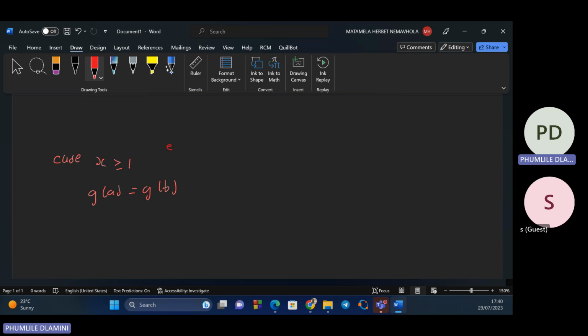Then if g of a equals g of b, a and b must be greater than or equal to 1, because our x there is greater than or equal to 1. This means that 2a plus 1 is going to be 2b plus 1. If we solve this, you will find that a equals b, because the 1s subtract and you are left with 2a equals 2b. Then a is equal to b. So when we have solved that a is equal to b, we're going to go to case 2. This was case 1.